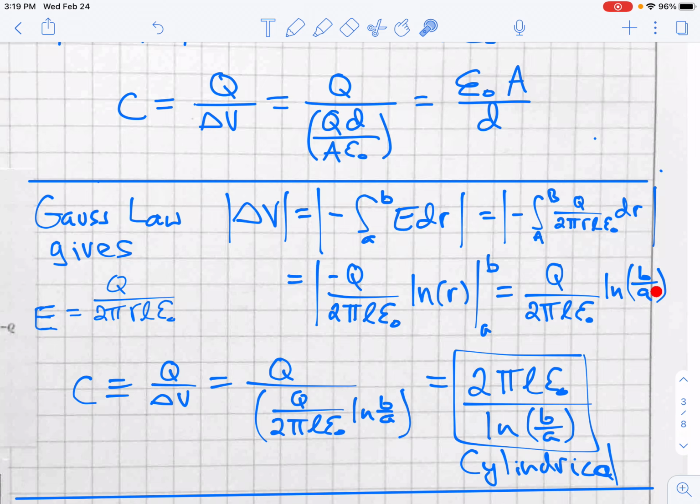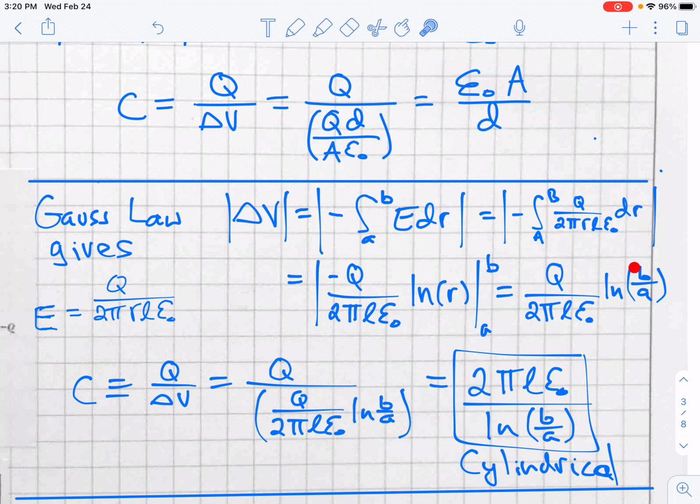If you flipped these around, in other words, if we had done our integral backwards, instead of from A to B, if we went from B to A, this would be the ln of A over B, and the ln of A over B would be negative if A is smaller, right? The ln of 1/2 is negative. The ln of 2 over 1 is positive. So if you plug numbers in here and get a negative, just make it positive because the delta V needs to be positive. So now we do Q over delta V.